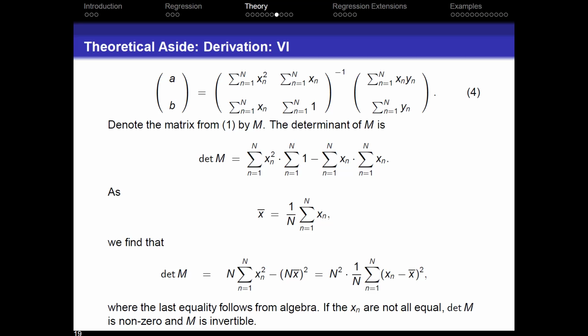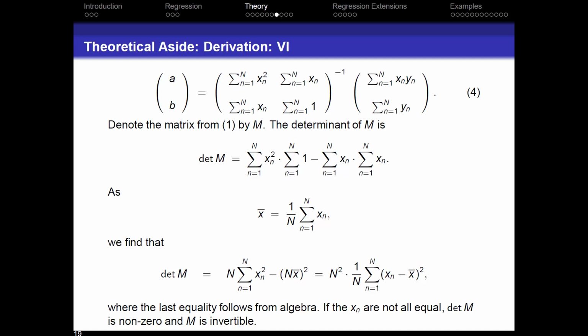What's the determinant of a matrix? That measures whether or not it's invertible. So if the determinant is 0, it's not invertible. If the determinant is non-zero, it's invertible. So the determinant is the sum of xn squared times the sum of 1 minus the sum of xn, sum of xn. Well, the sum of xn is almost the mean. If I just divide by capital N, the number of data points, then that's the mean. Okay, so I can't just divide by 1 over n, but I can if I multiply by n. So the sum of xn, that's the same as n times the mean squared.